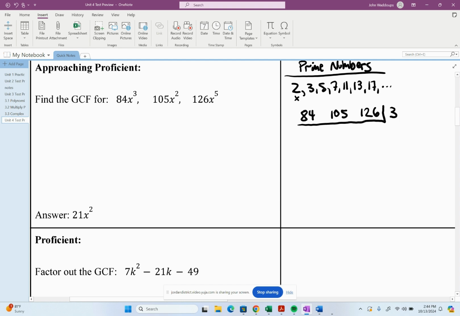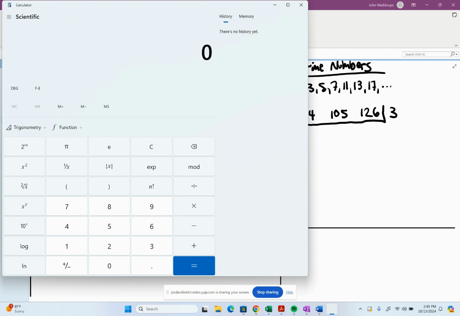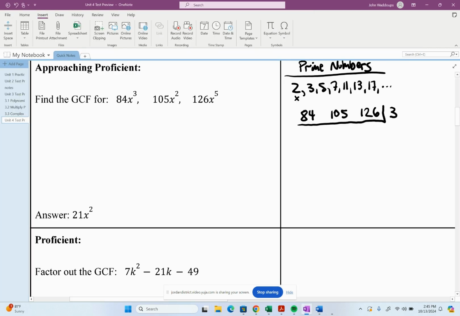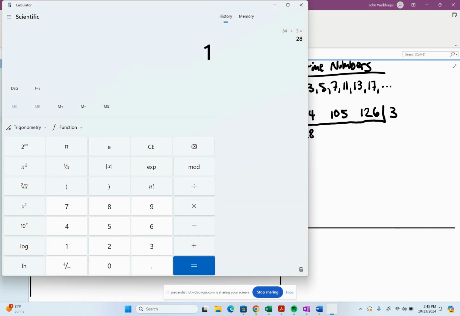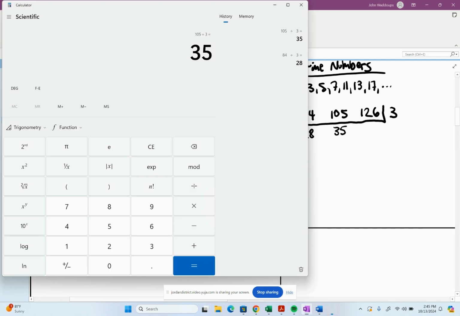And so I'm going to take that 84 and divide it by 3, and I would get 28. So 3 goes into 84 28 times, and 105 divided by 3 would be 35. And then 126 divided by 3 is 42.